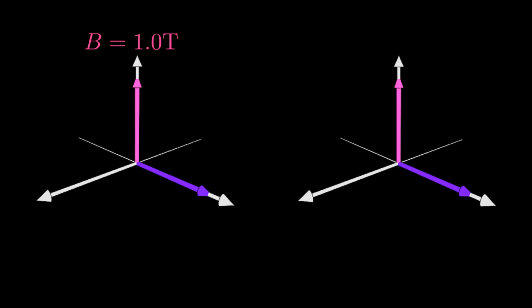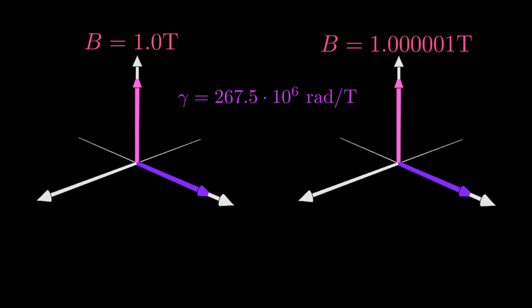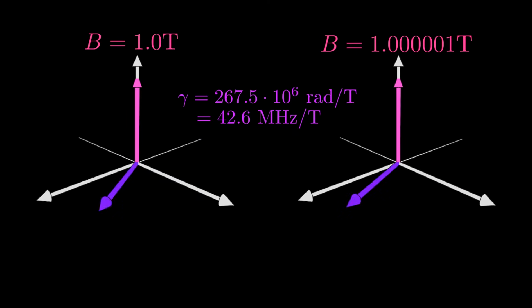Consider 2 proton spins. One experiences a B0 field of 1 Tesla, and the other experiences a B0 field of 1.000001 Tesla. Exactly 1 microtesla higher than his buddy. Given that the gyromagnetic ratio of protons is 267.5 times 10 to the 6th radians per Tesla, that's 42.6 megahertz per Tesla, how long will it take before these spins are 180 degrees out of phase with each other and thus will produce no NMR signal? Pause the video to work it out if you'd like.